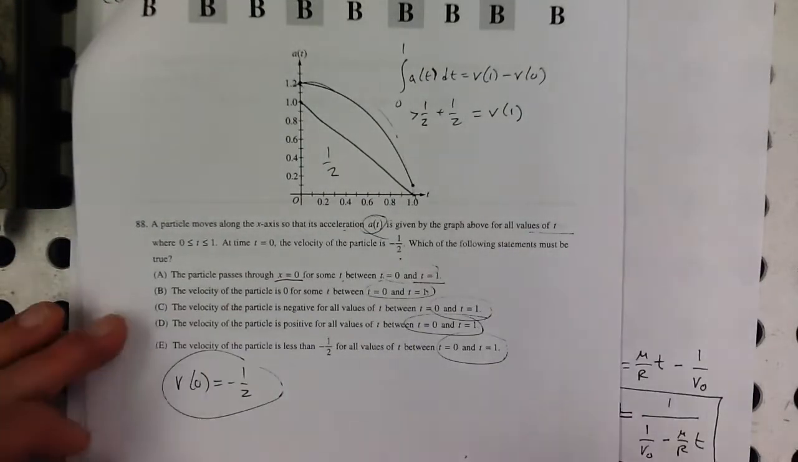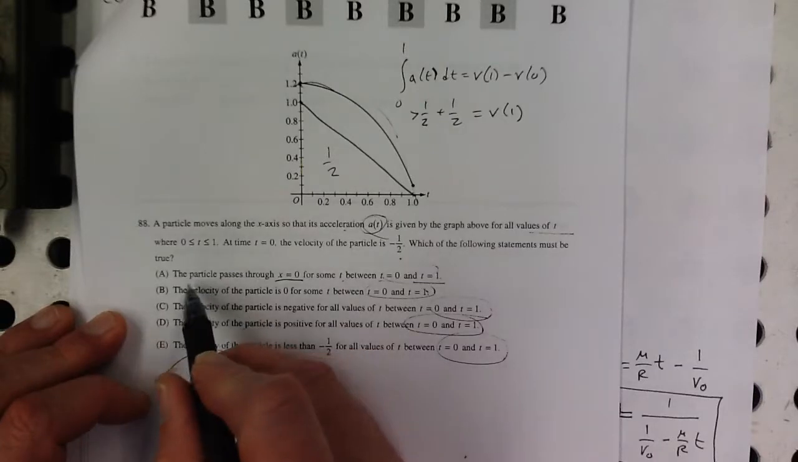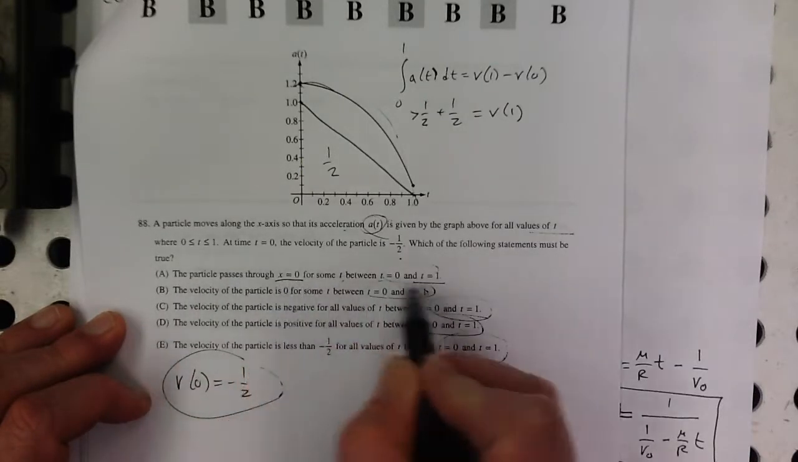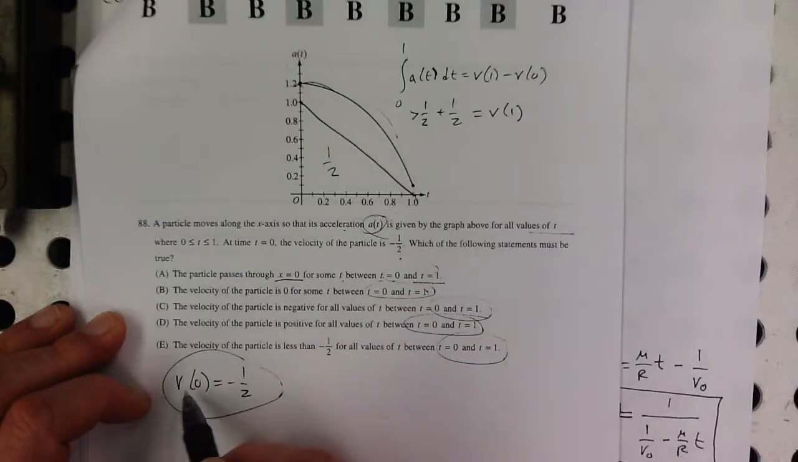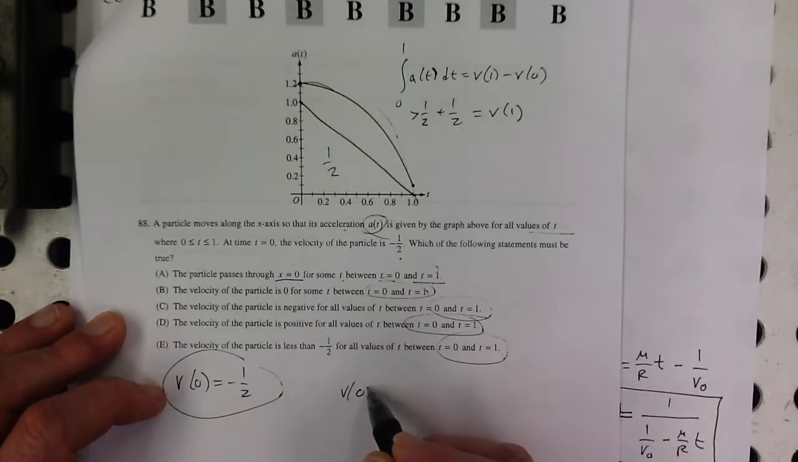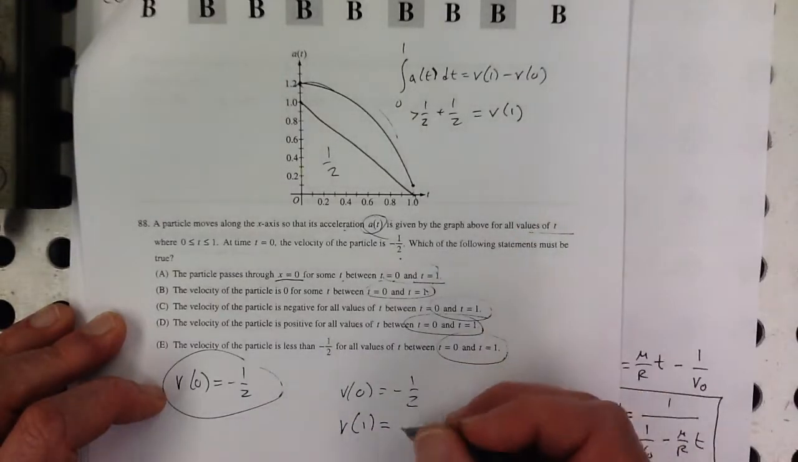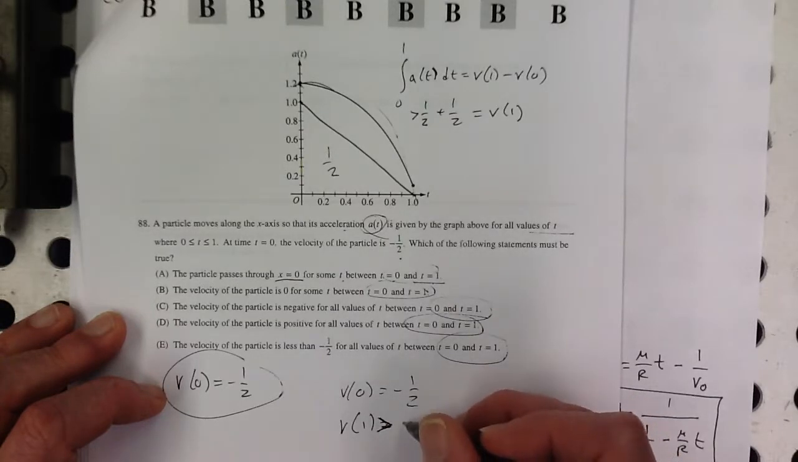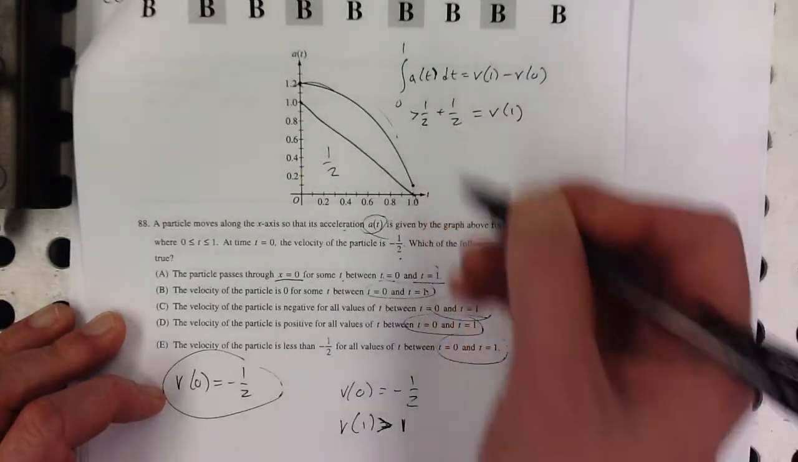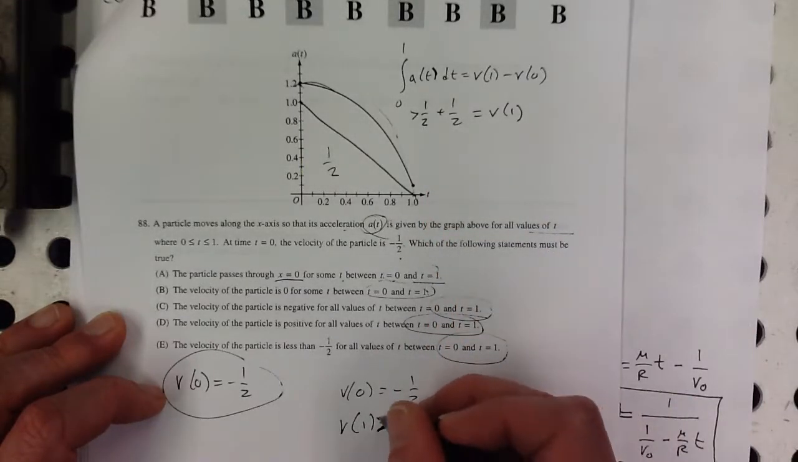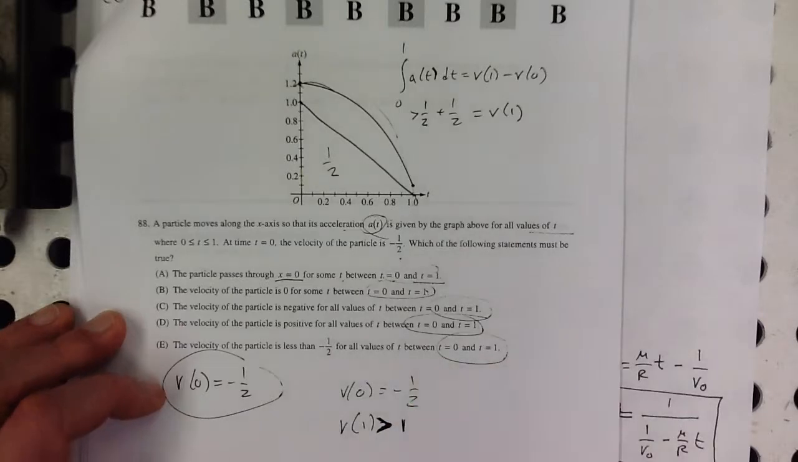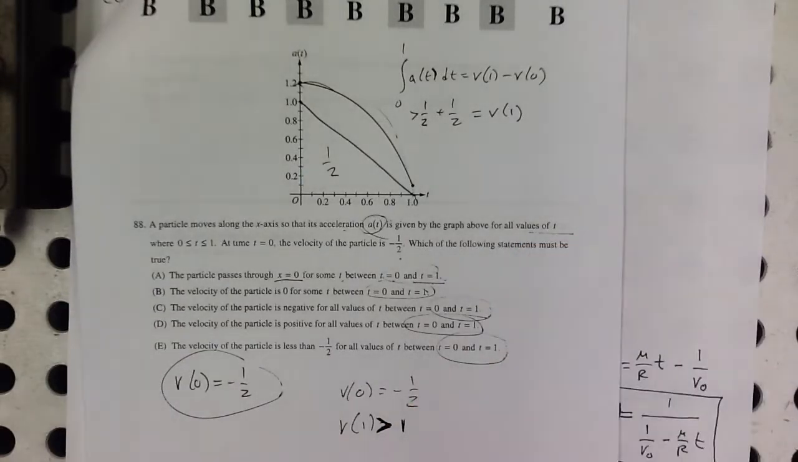Right? So which of the statements must be true? The particle passes through x equals 0 for some time between 0 and time 1. So it starts with a velocity of negative 1/2, and it ends with a velocity of something that's greater than 1, right? Greater than 1/2 plus 1/2 is greater than 1. So that seems like it's got an awfully good chance of being true. Let's see what the other ones say.